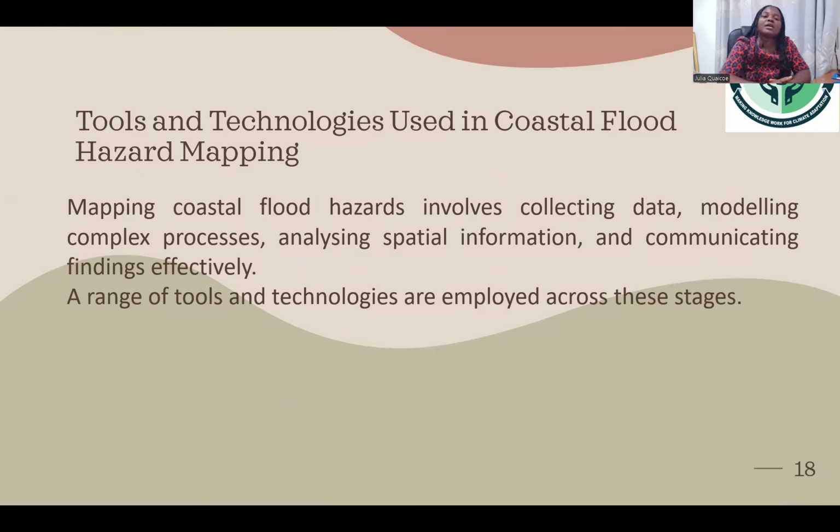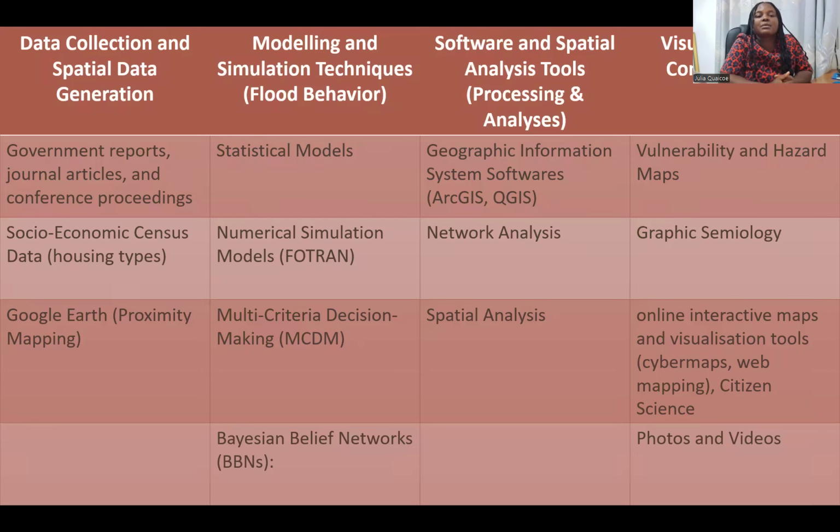All right. And so with tools and technologies used in coastal flood hazard mapping, we can basically talk about the fact that data collection, modeling, analyzing, and then communicating findings are very complex processes. And because each of these processes is unique, a range of different tools and technologies are employed for all these different stages. So in terms of data collection and spatial data generation, you can either use Google Earth or you can utilize socioeconomic census data or government reports.